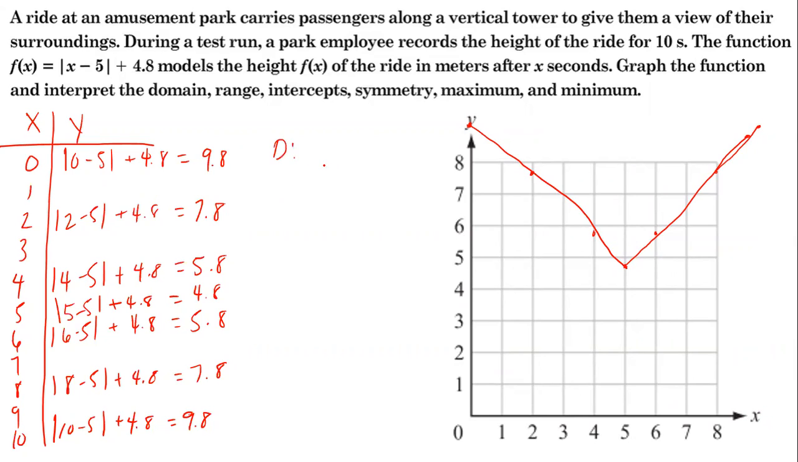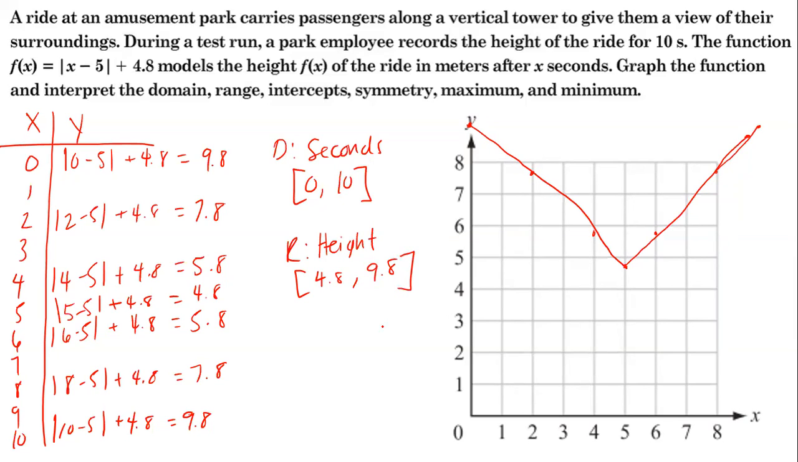So the domain here, because I have specific starting and stopping times for my seconds, represents the seconds we're on the ride. And the ride only goes from 0 to 10 seconds, okay? The range here represents the height, how high it goes, right? The lowest that the ride goes is 4 and 8/10, and the highest that it goes is 9 and 8/10. So that's why it's a specific domain and range for the problem.